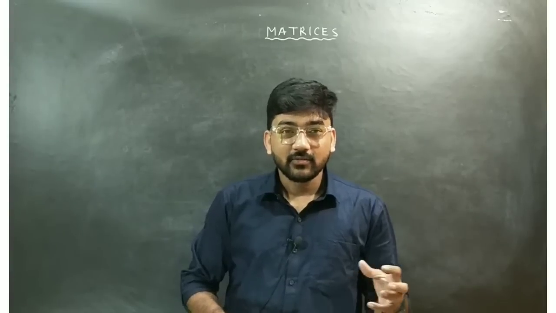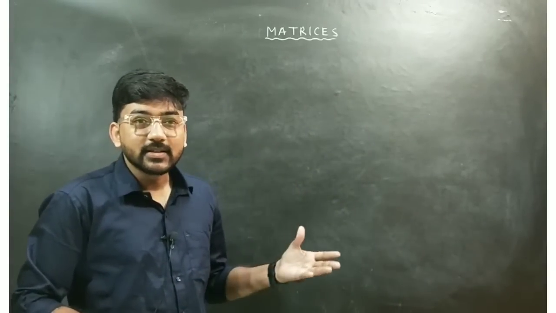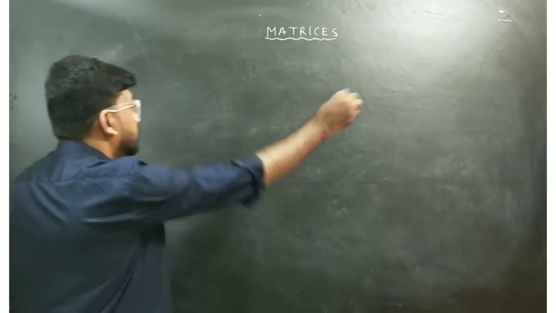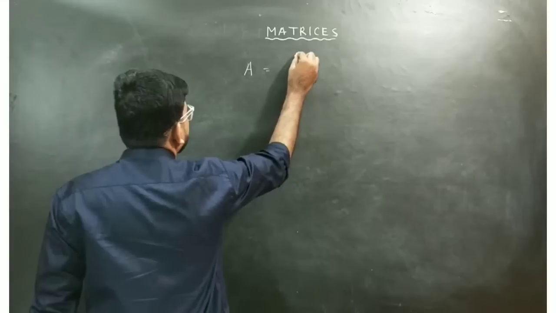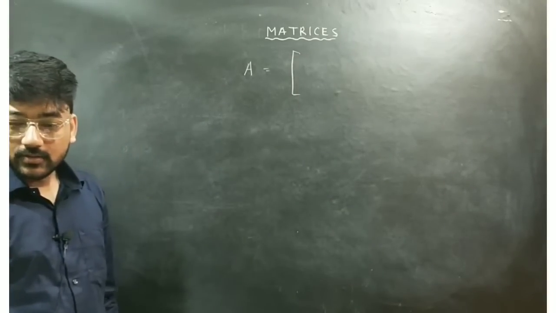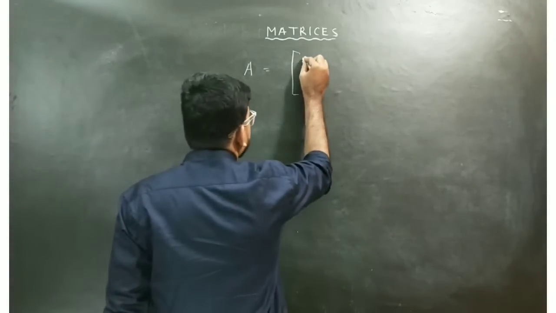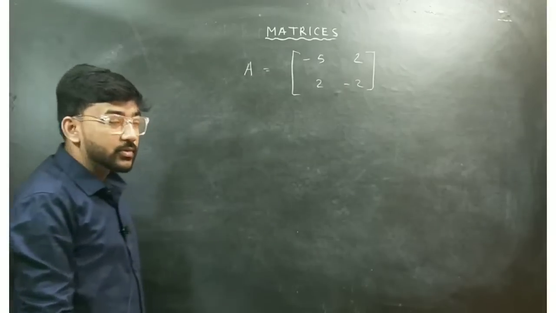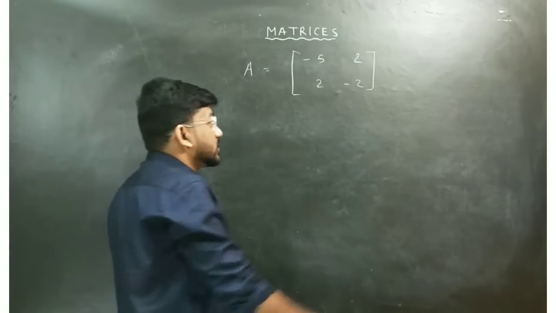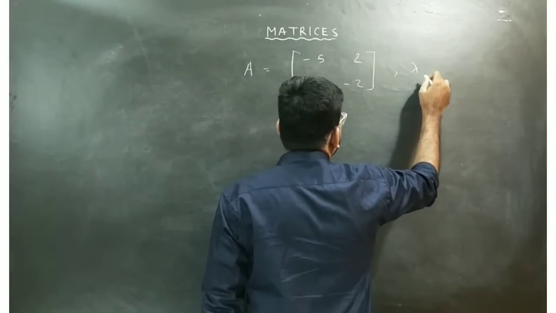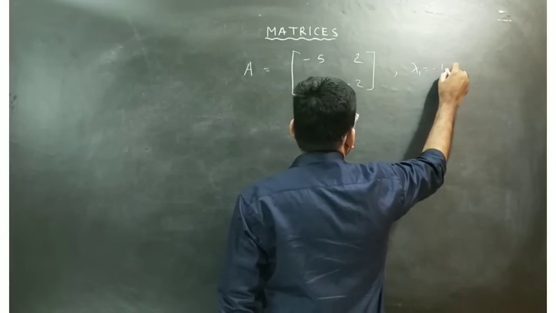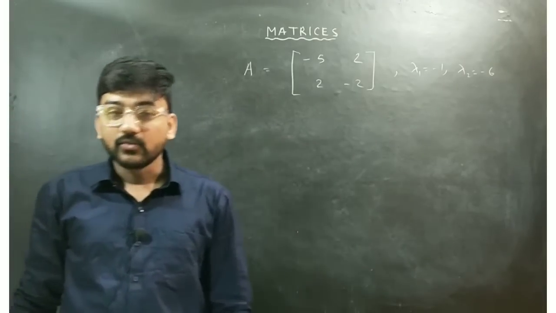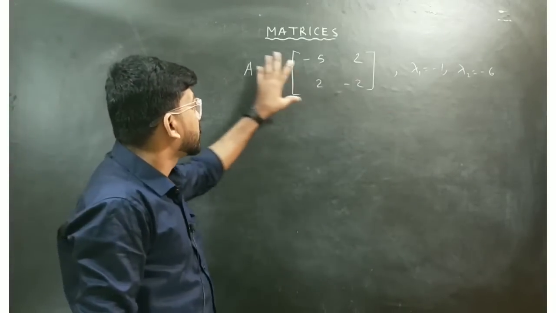Okay. So now let me start with this topic of matrices. We have discussed in the last class something about eigenvalues, and we have taken a matrix A equal to minus 5 2, 2 minus 2. This was our matrix, and we have determined the eigenvalues of this matrix, lambda 1 and lambda 2. We found that lambda 1 is equal to minus 1 and lambda 2 is equal to minus 6. So these two were the eigenvalues for this matrix.